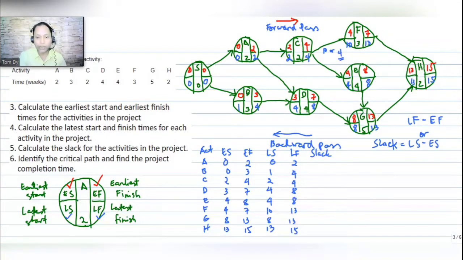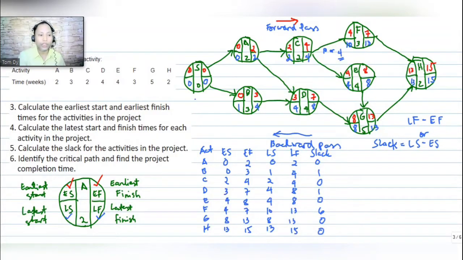Take note, slack equals LS minus ES. So we have here 0. LS minus ES, 1 minus 0, that is 1. Okay. And then this C, 2 minus 2, that is 0. 4 minus 3, that is 1. 4 minus 4, that is 0. And then 10 minus 4, that is 6. 8 minus 8, 13 minus 13, that is 0, 0. Okay.